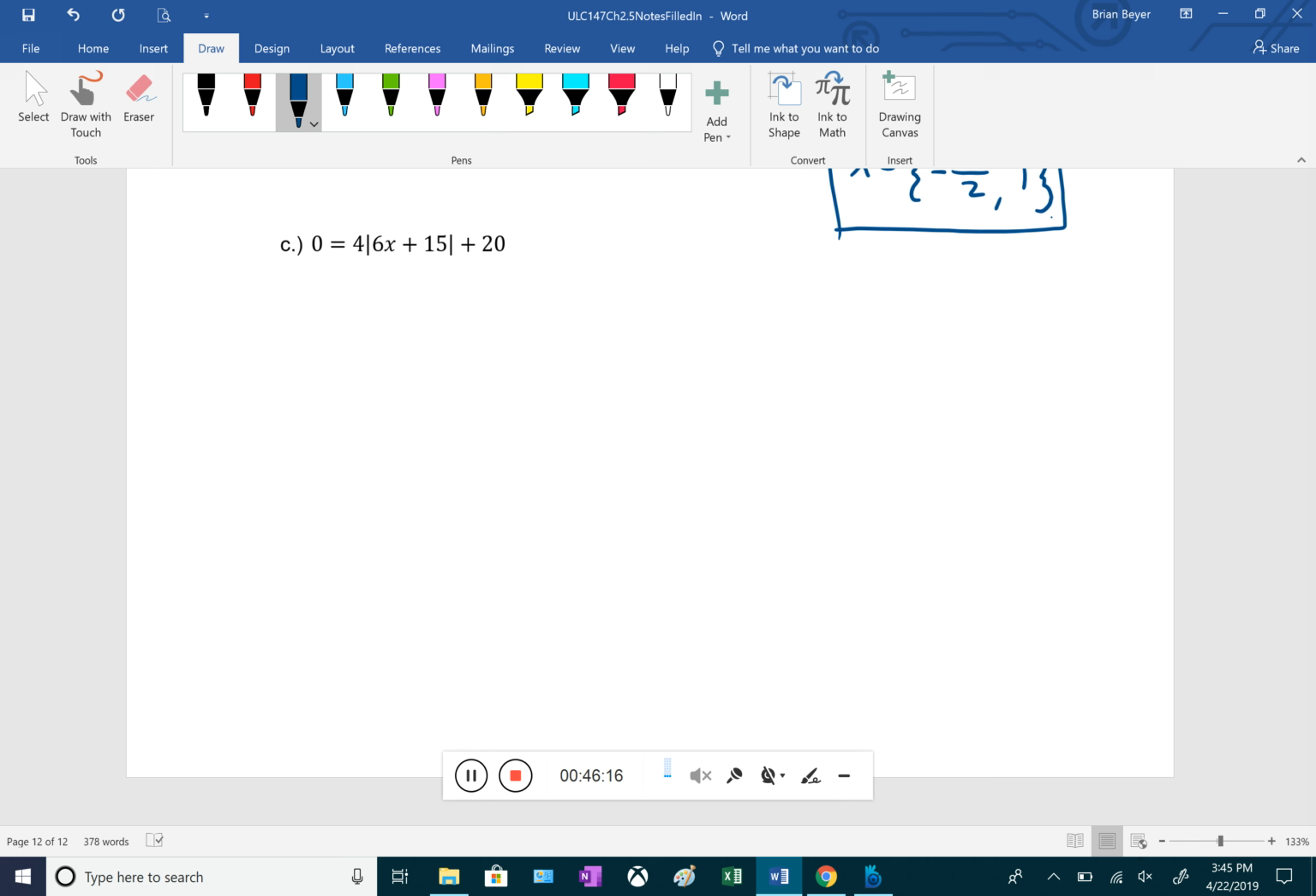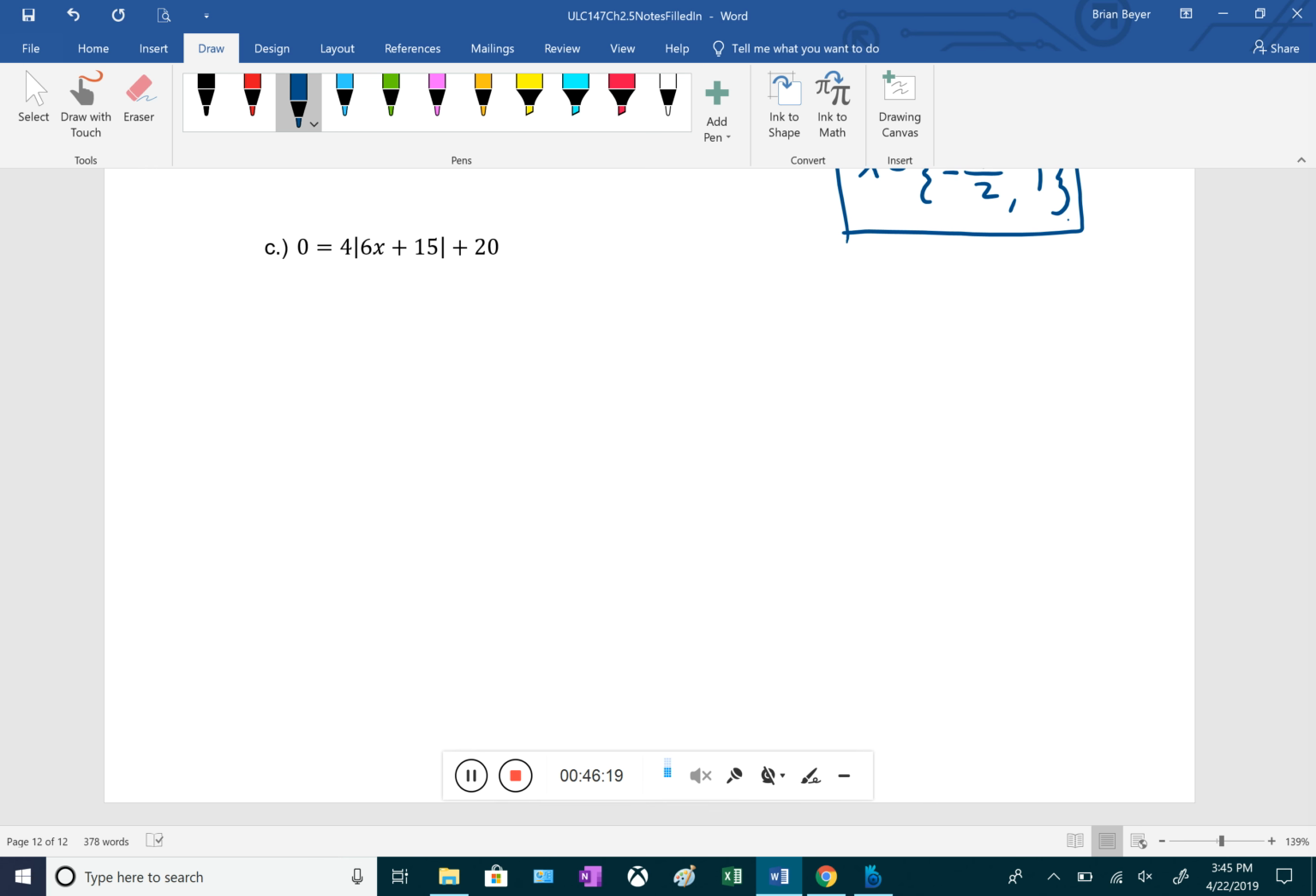We have 0 equals 4 times the absolute value of 6x plus 15 plus 20. So let's isolate the absolute value. We have to subtract 20 on both sides. So we get negative 20 equals 4 times the absolute value of 6x plus 15. So the absolute value here is on the right side of the equation. It does not matter at all. It's the same exact thing. And we have to divide both sides by 4 to cancel that 4. So we end up getting negative 20 over 4, which is negative 5, equals the absolute value of 6x plus 15.